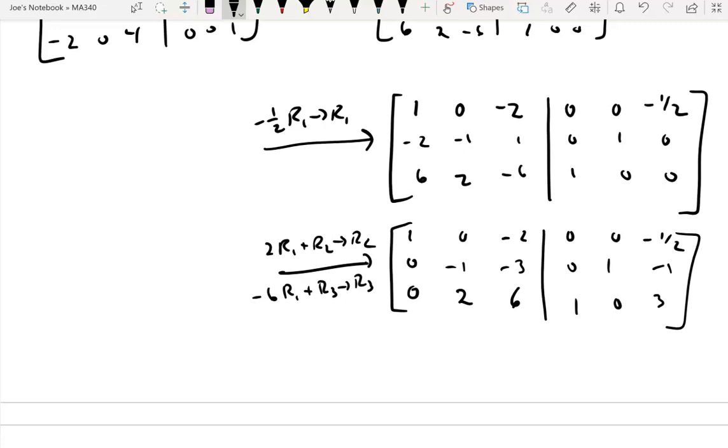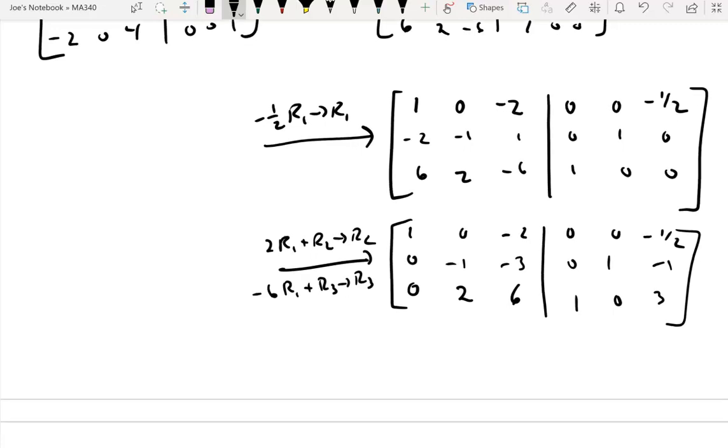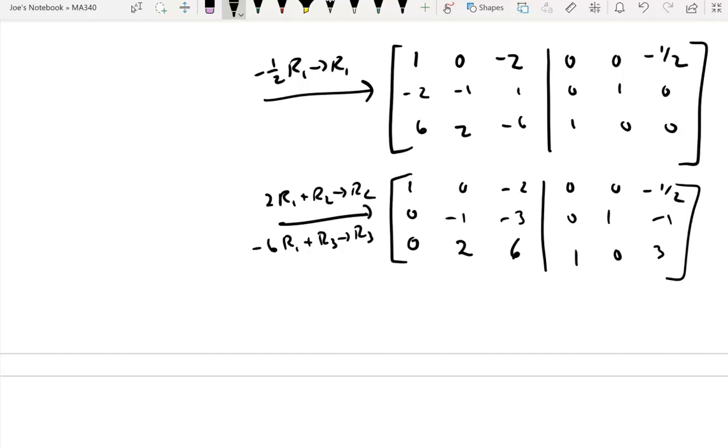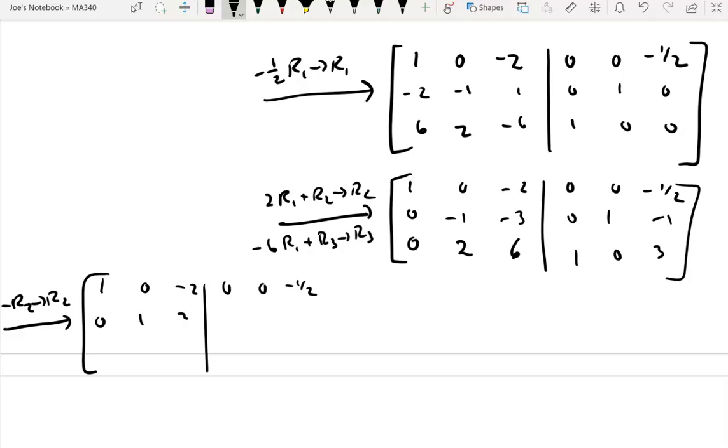You get another 1 right here where that -1 is. What do we need to do to get a 1 there? Multiply by -1. We'll do negative row 2, replace row 2. And all that does is flip your signs all the way across row 2. So the rest of the matrix should be the same, but your second row should now look like 0, 1, 3, 0, -1, +1.